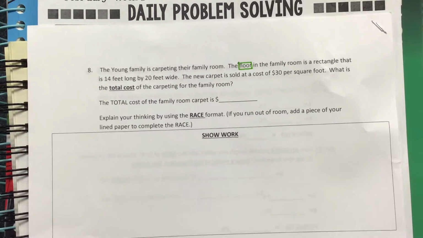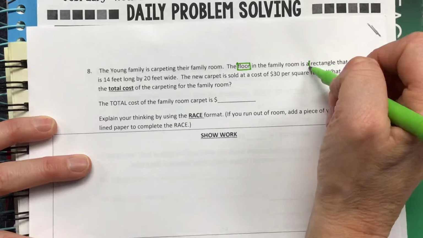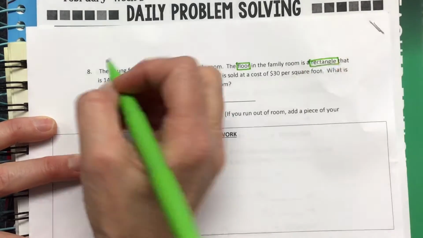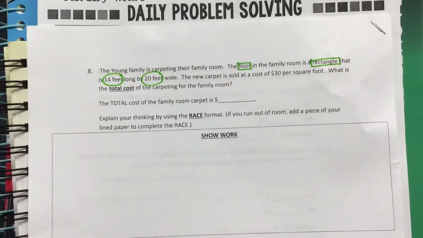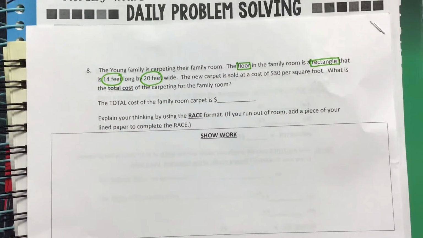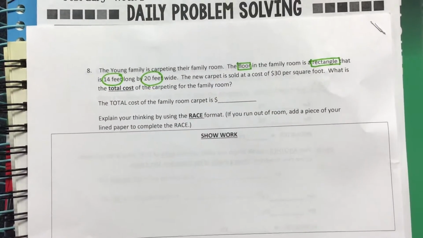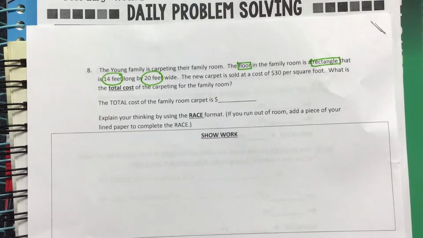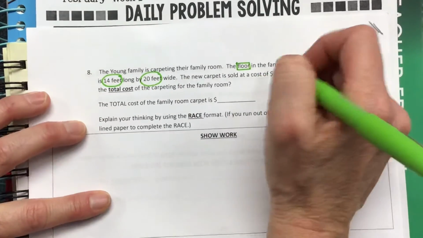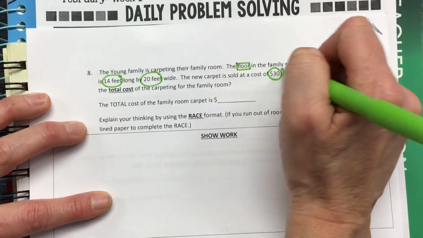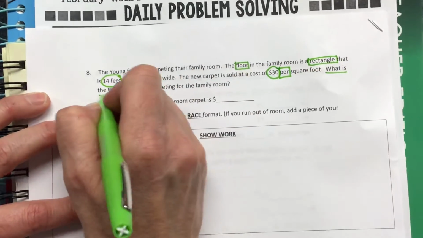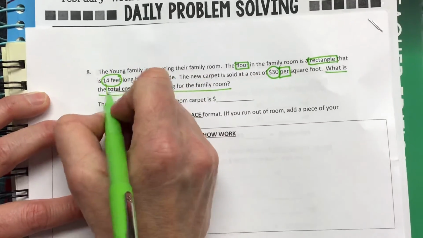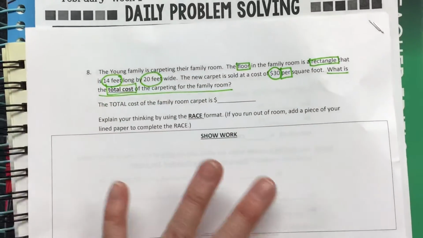The area, okay? The floor in the family room is a rectangle that is 14 feet long by 20 feet wide. I put a box around rectangle because I know the formula for finding the area of a rectangle. The new carpet is sold at a cost of $30 per square foot. What is the total cost of the carpeting for the family room?